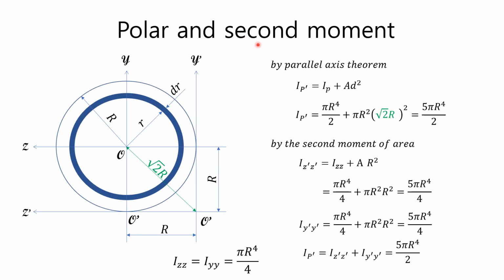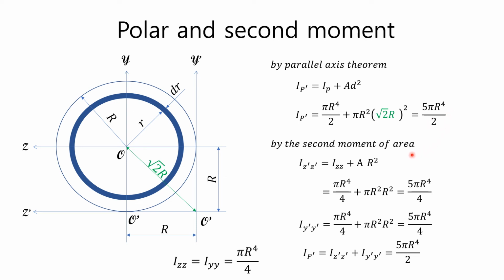What is the polar moment of area when the z-axis moves down and the y-axis moves to the right by a distance r? By the parallel axis theorem, Ip prime equals Ip plus A D squared. At this time, D is square root of 2 times r. Therefore, we have the final result for polar moment of area, which is 5 pi r to the 4 over 2.